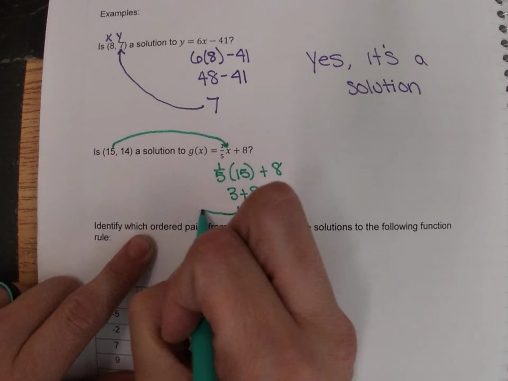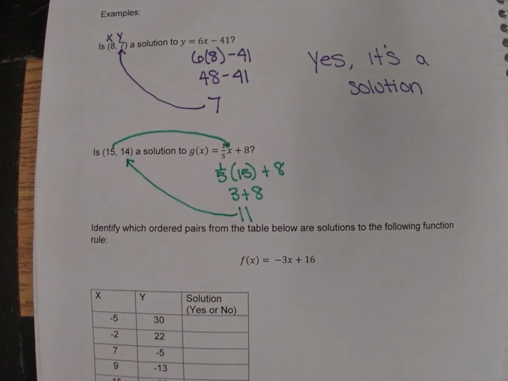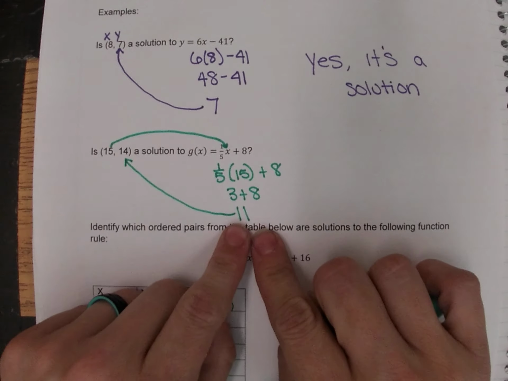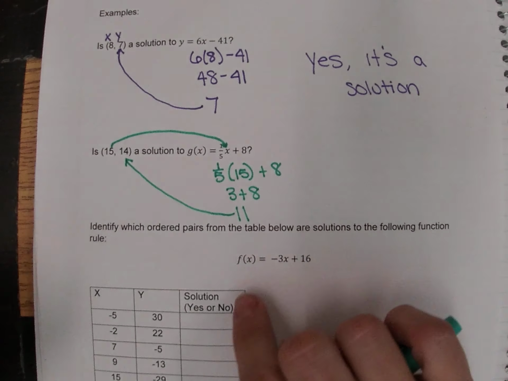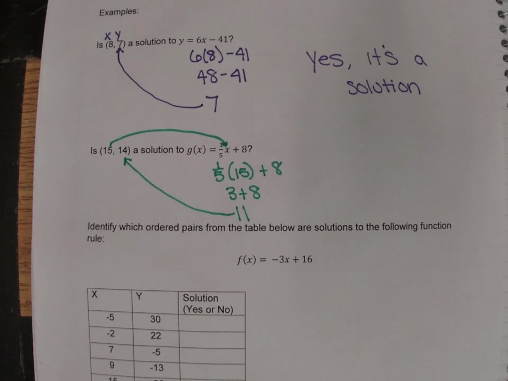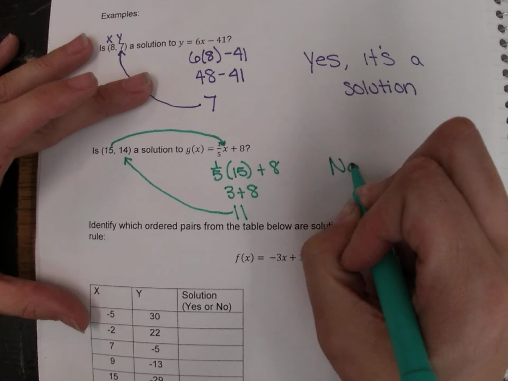So now we're going to check. Is 11 the output value it told us we should get? We got 11 as an output, but the output it told us we should get is 14. Those numbers are not the same, so this is not a solution.